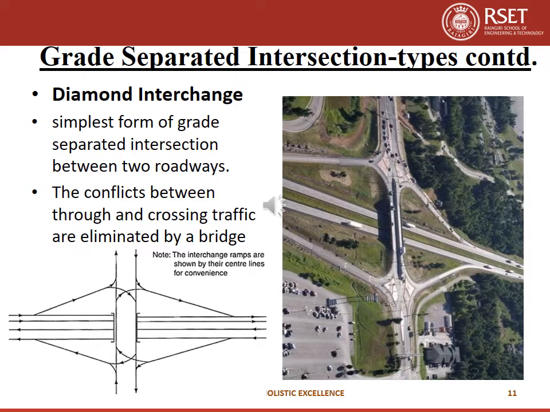Another type is diamond interchange. Due to its shape, it got its name. It's a simple type of grade separated intersection. That is, when two highways meet each other, one highway will be constructed at a higher level so that vehicles move through these bridges and there won't be any conflict points with the vehicles moving through the other road.